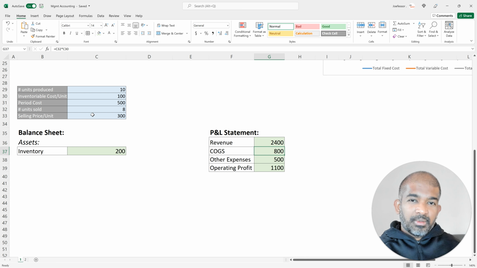In the next session, we are going to look at CVP analysis, cost, volume, and profit analysis. We are going to look in a bit more depth about cost management.